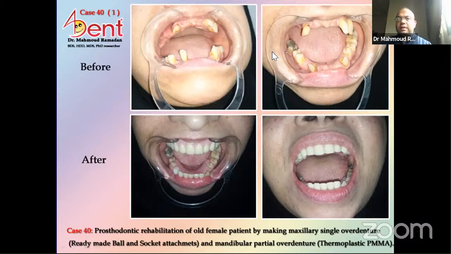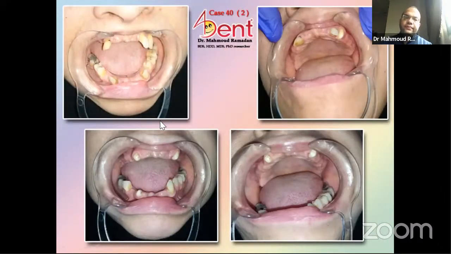This is the photo before we work, and this is after we achieved the good statics in the final with the overdenture. Here we make a complete overdenture in the upper arch and partial overdenture in the lower arch. Let's go for the steps.